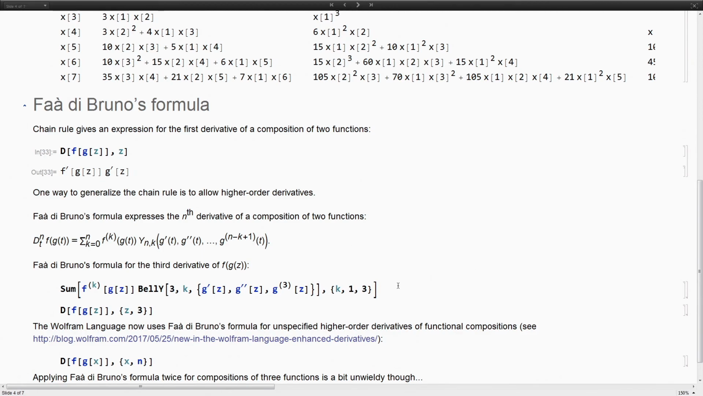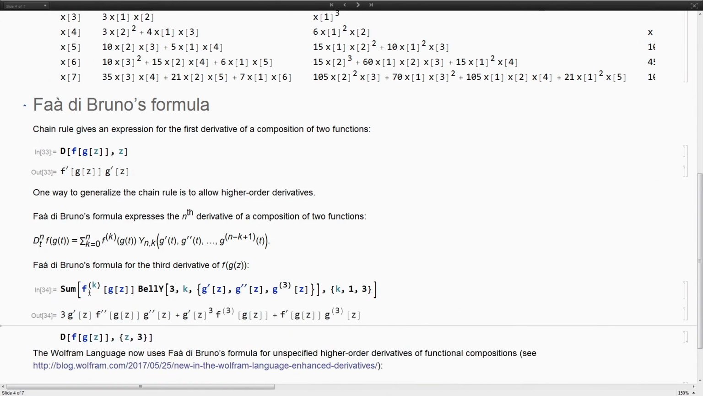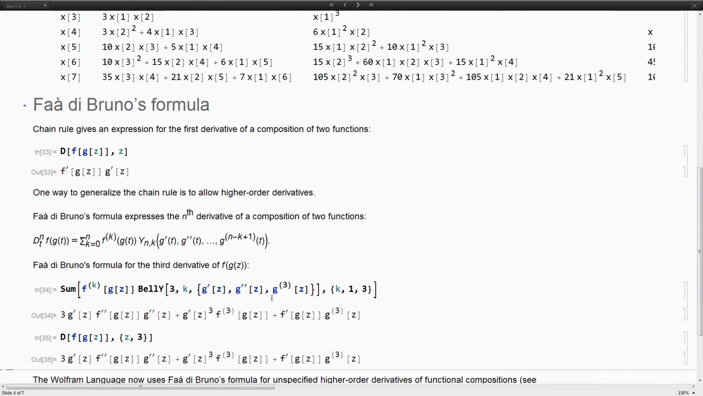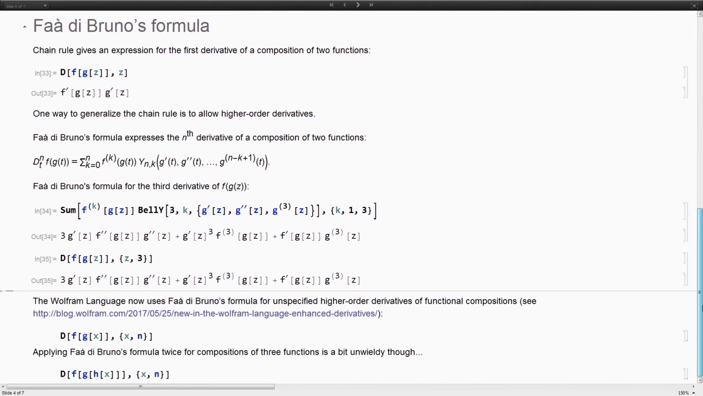Here's what it looks like for the third derivative of f of g of z. This is our implementation of Faà di Bruno's formula, and here is just Mathematica's D function. They give the same thing, which is good, because otherwise Faà di Bruno died in vain, I guess. He didn't actually die due to this, I guess. Anyways.